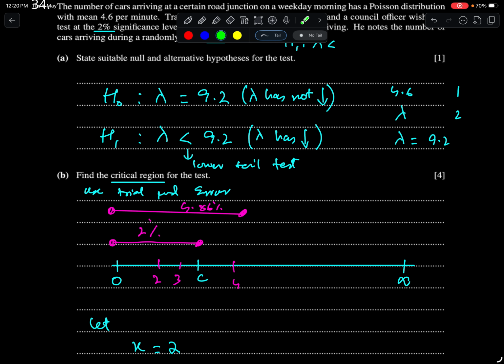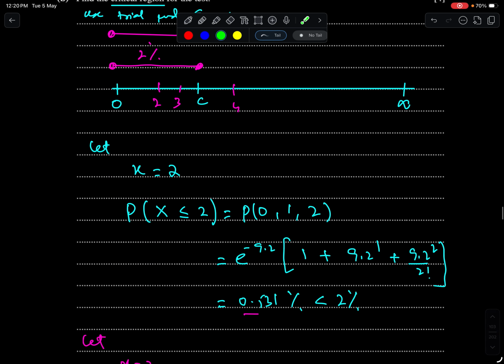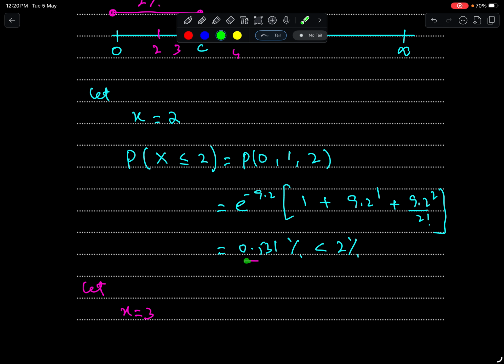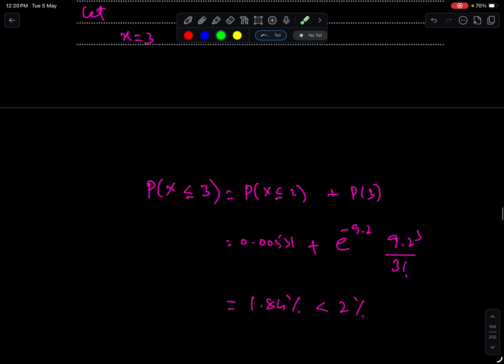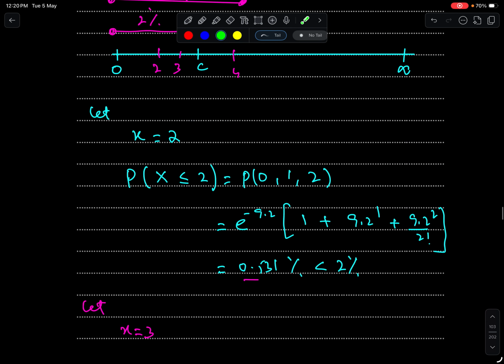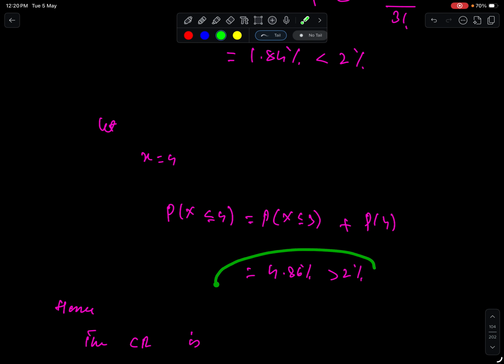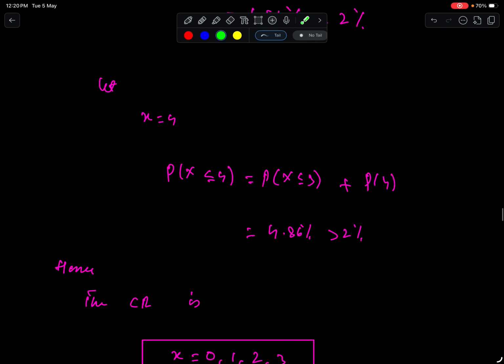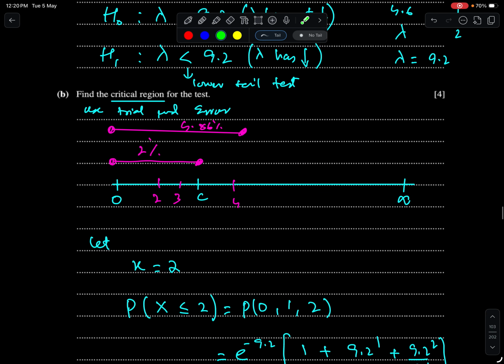Well, for the critical region, use the trial and error method. First try with 2. Always try with 2 in a lower tail test. The probability of 2 is 0.531%, which is less than 2%, so 2 is in the critical region. Now let x be 3. Its probability 1.84% is still less than 2%, so 3 is in the critical region. Now 4. This is greater than 2%, 4.86, so 4 is outside the critical region, hence this is the critical region. This is the way to find the critical region in binomial and Poisson.